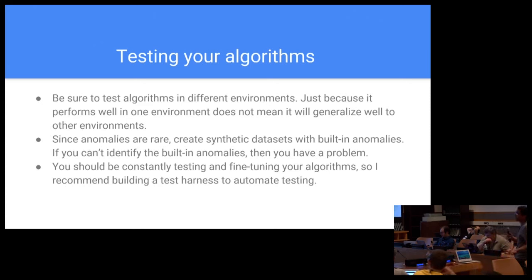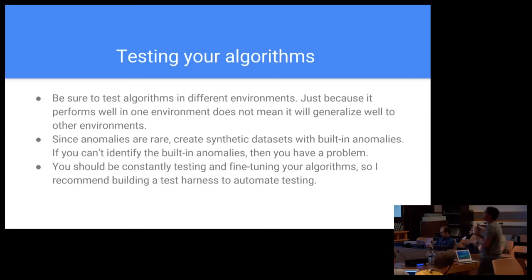And this is huge, because in machine learning, you usually do the training, the cross-validation, and then you do one set of testing. You have some testing data set that you run it on one time. That doesn't really work for anomaly detection. You need to test it in multiple different environments.